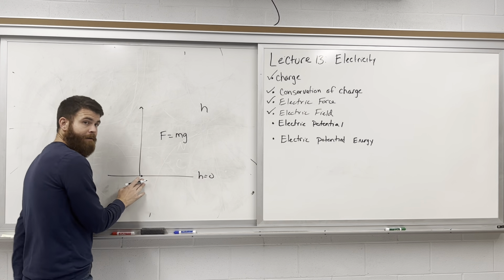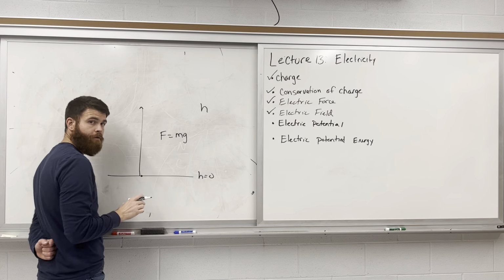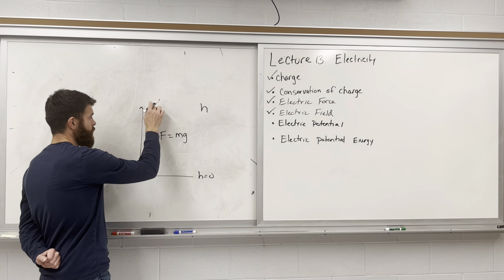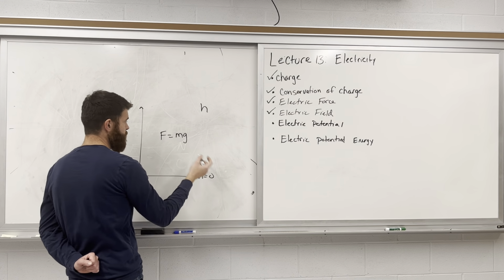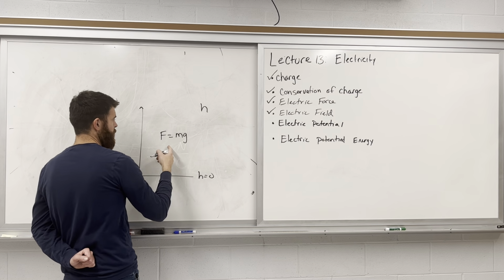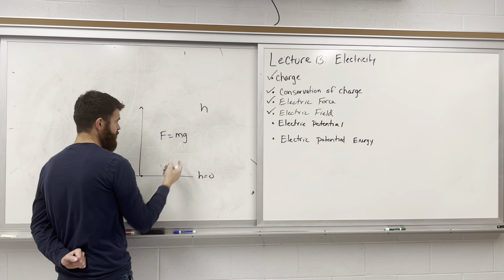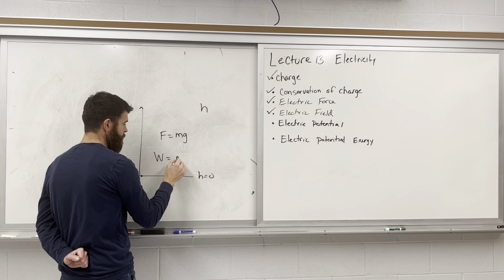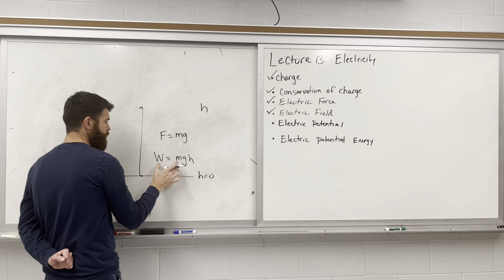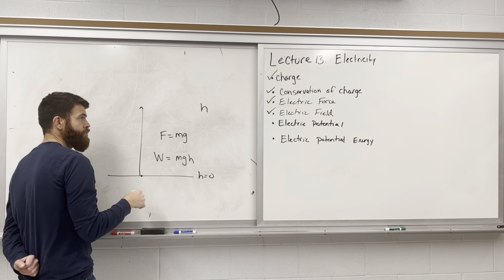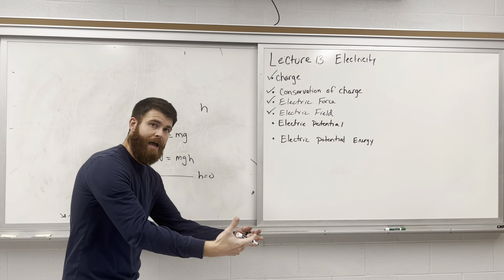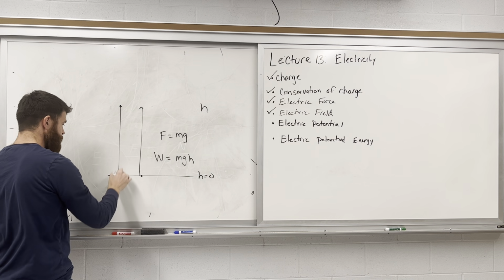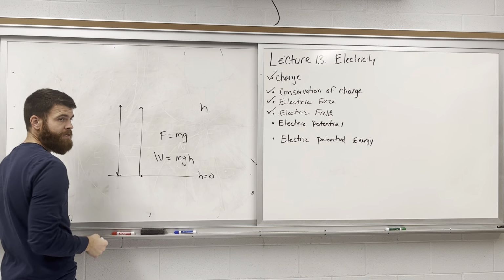So the work we have to do against the gravitational field to move an object from the surface of the Earth to a height h, work is force through a distance. The force is mg, the distance is h, so the work we have to do against gravity is equal to mgh. And the work that we had to do against gravity, gravity can give that work back. If we let it go, it will exert a force mg back through that distance.